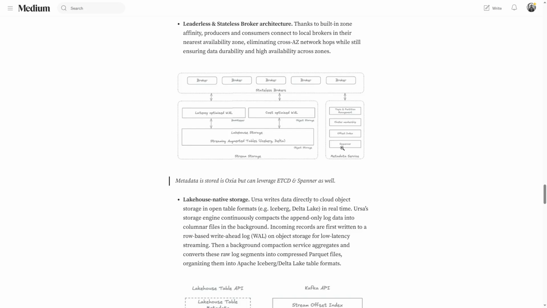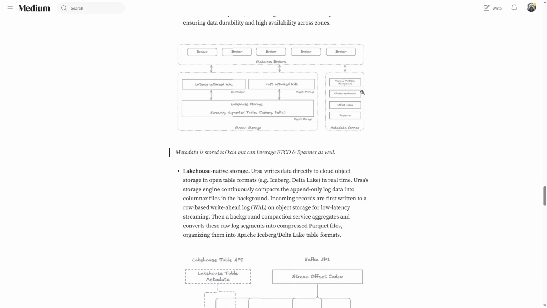And then again, all the topics you can configure to be written as an Iceberg table or a Delta table. Delta is in preview. Iceberg is already in production, so people can use it. They have their own metadata service called Oxia, but we can leverage etcd or Spanner as well for storing the metadata.